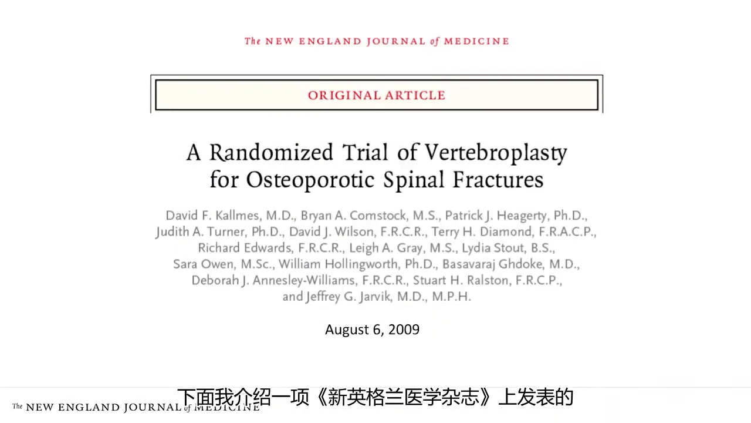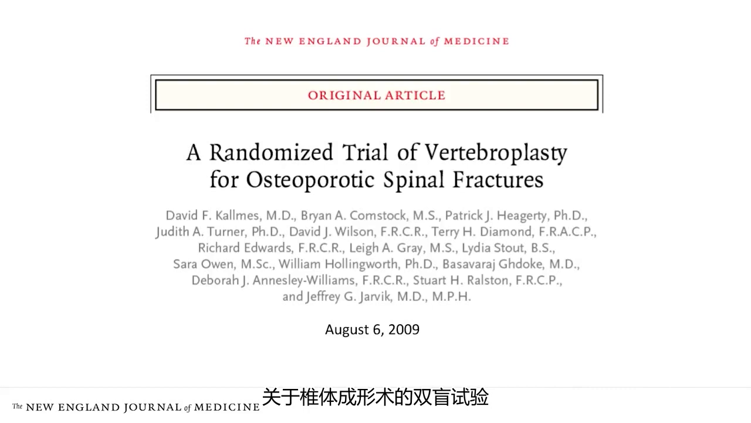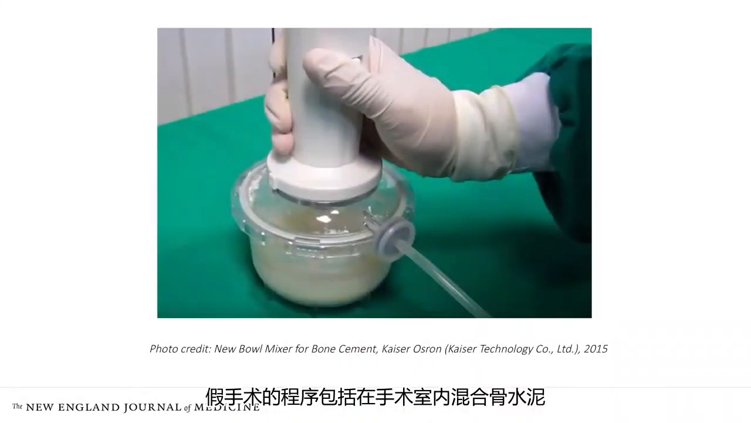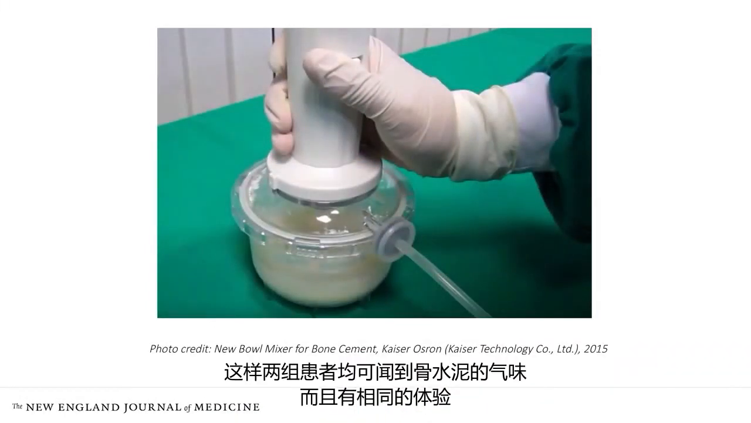I will review a double-blind trial of vertebroplasty published in the New England Journal of Medicine. This double-blind trial randomized patients to vertebroplasty or a sham procedure. Patients randomized to the control group received a sham procedure that simulated the actual procedure. The sham procedure included mixing the cement in the procedure room so that patients in both arms smelled the cement and had the same experience.